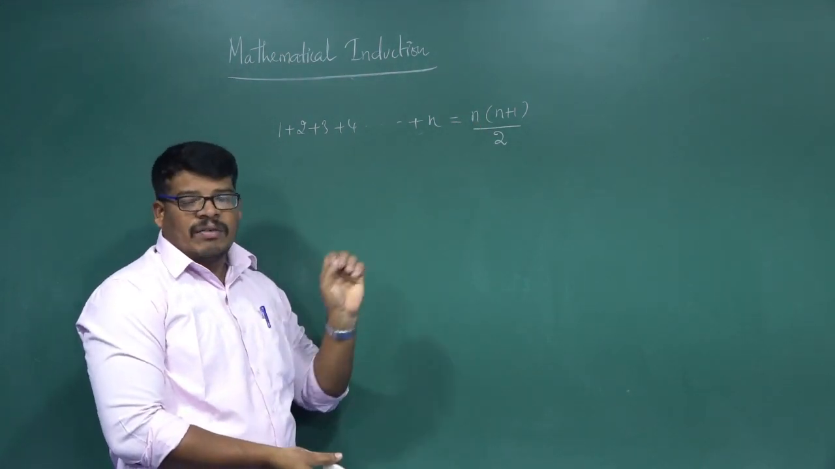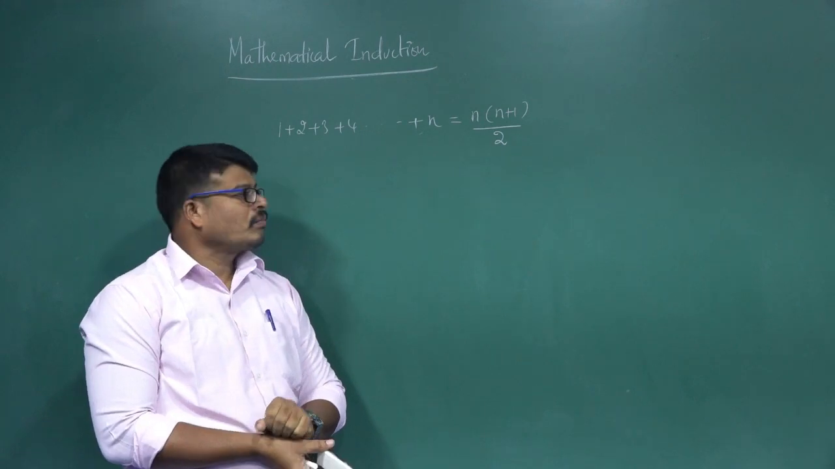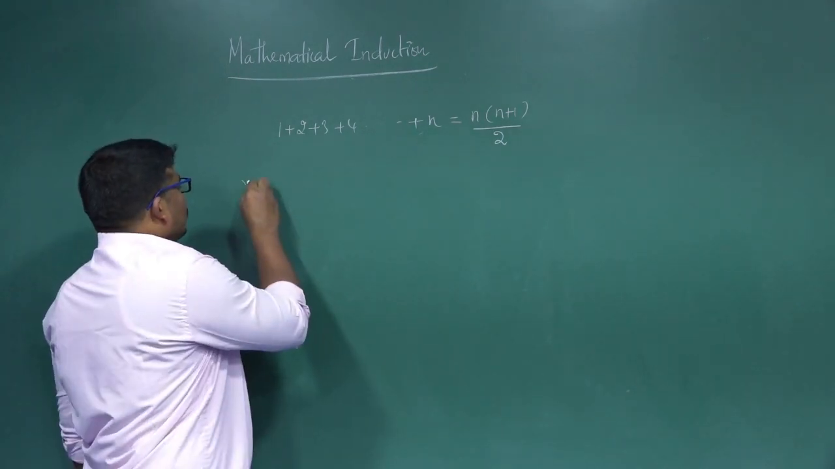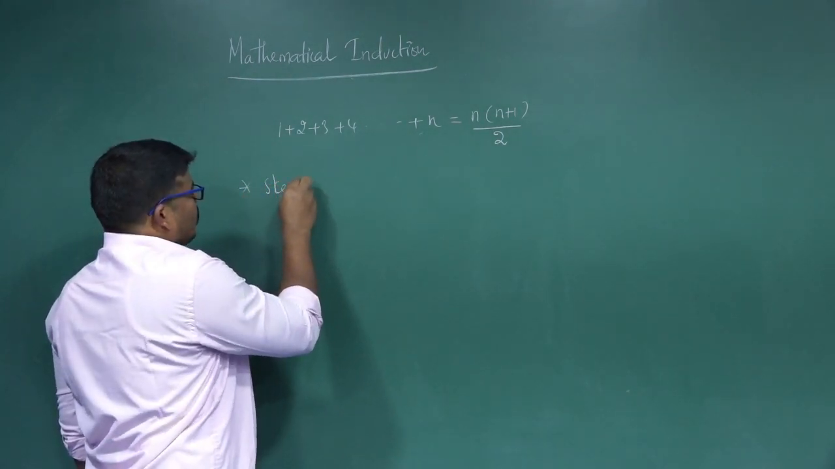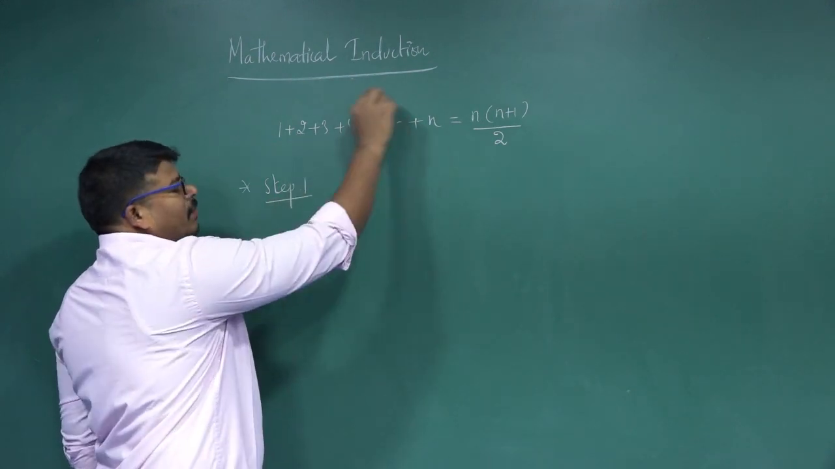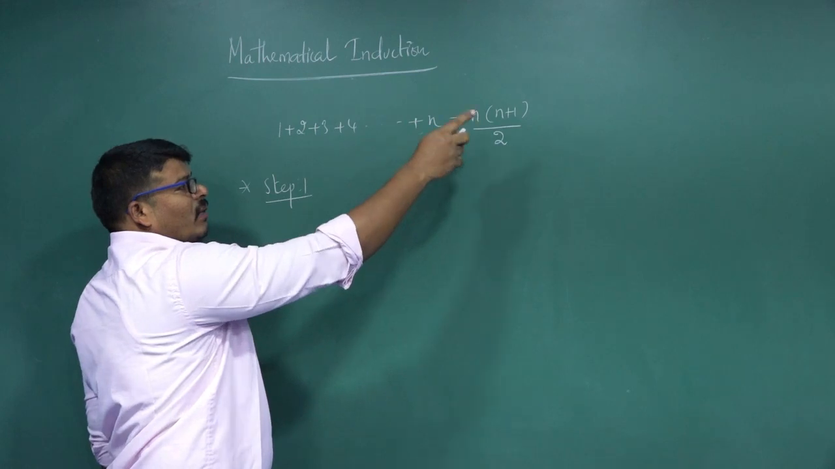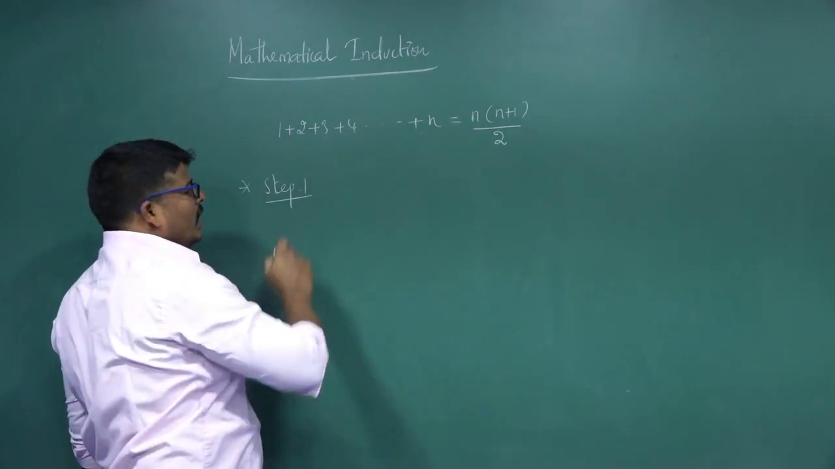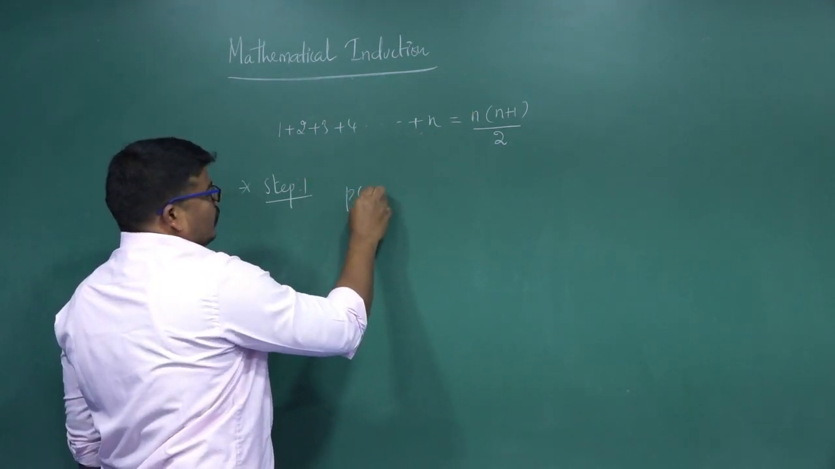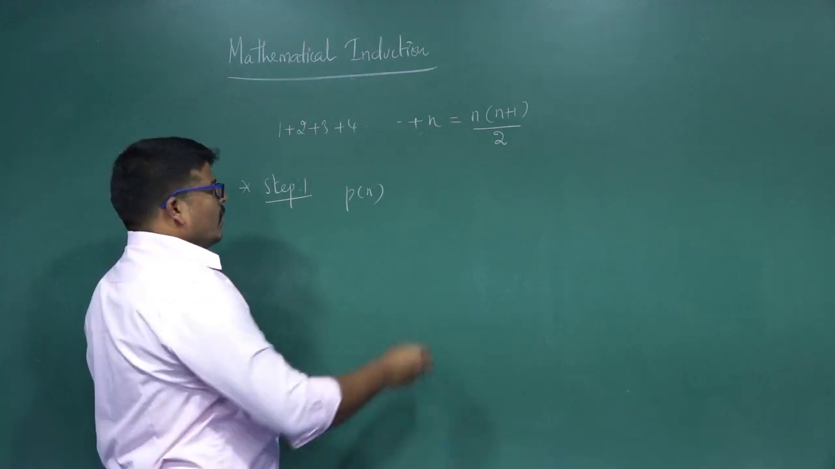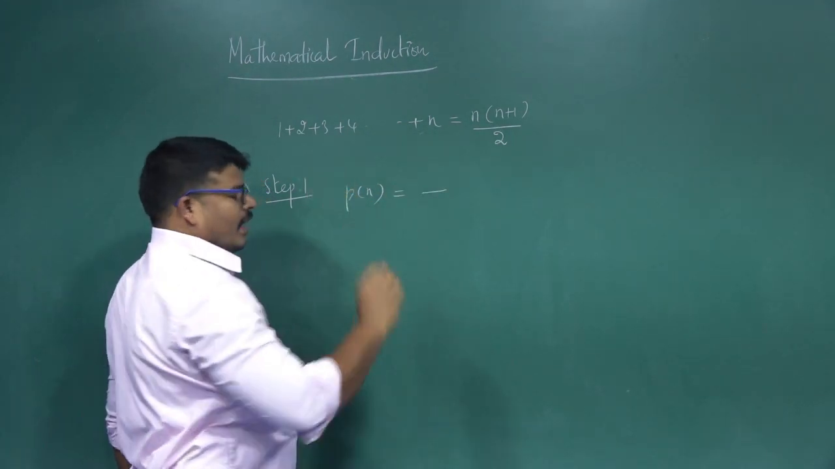Prove by mathematical induction following the 4 steps. Step 1: given the statement 1 plus 2 plus 3 plus 4 and so on, plus n equal to n into n plus 1 by 2, write it as P of n.